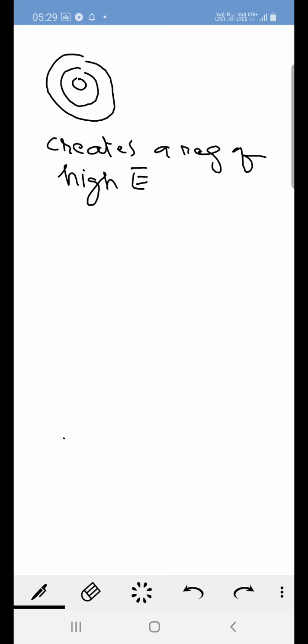Now this bullseye nano antenna creates a region of high electric field. So this is the shape. It creates a region of high electric field at the center when light is incident at the resonant wavelength.